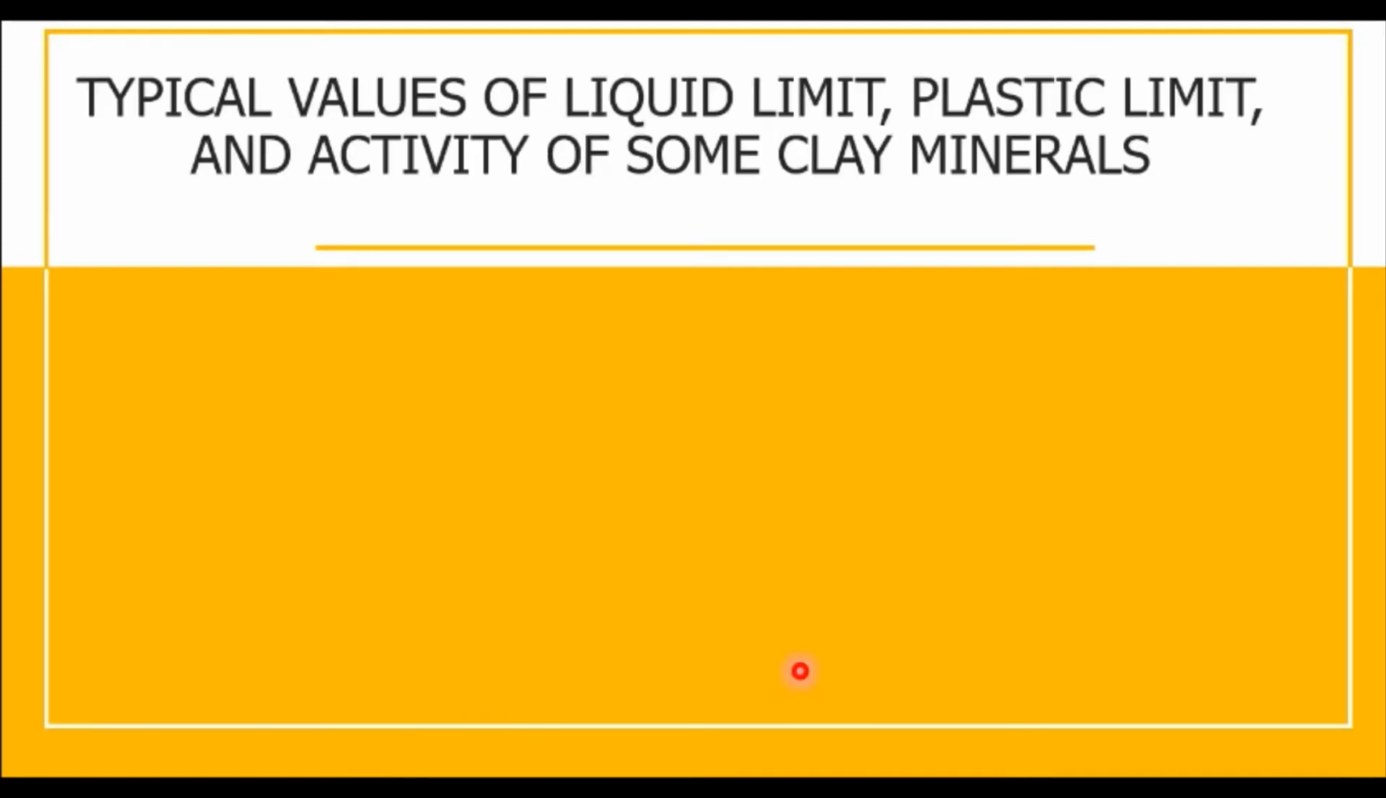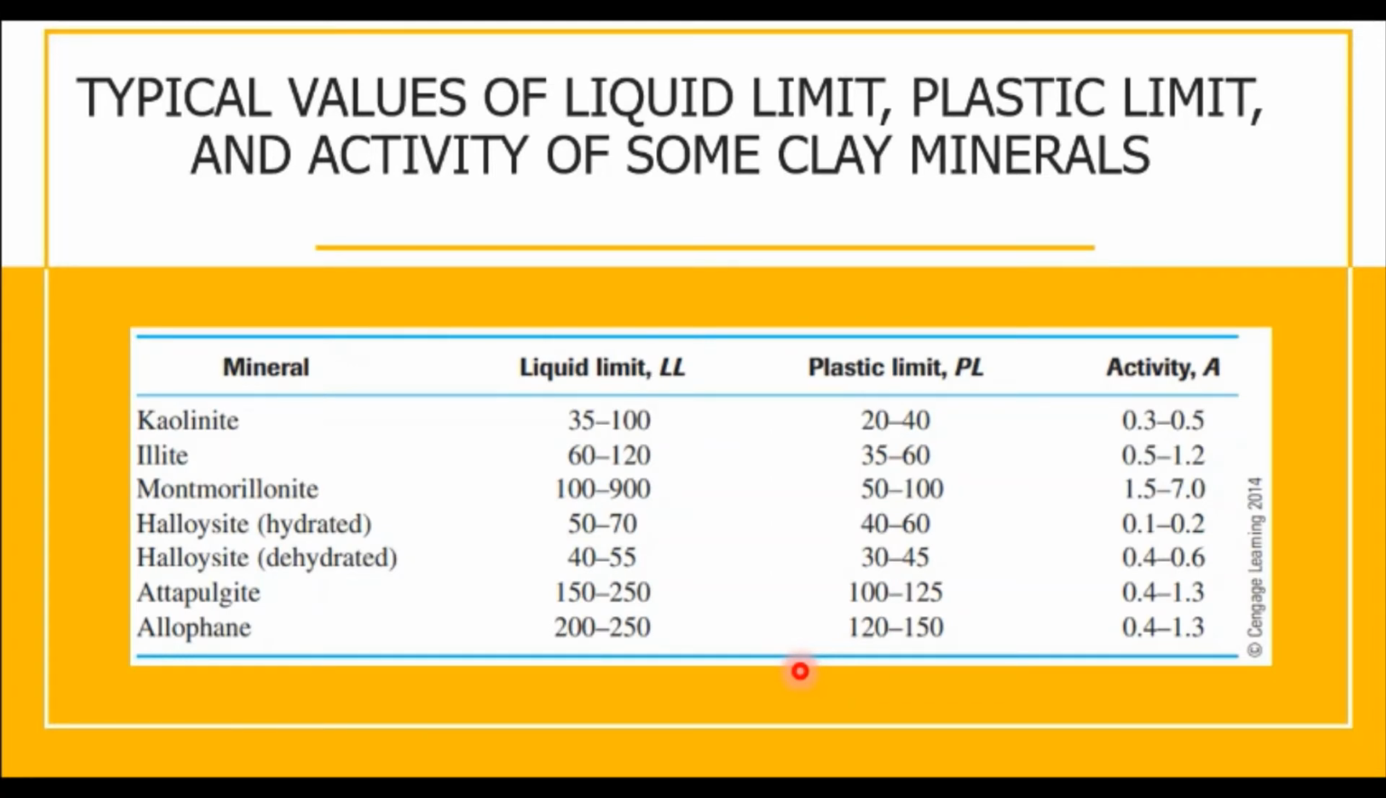So, in this table, you will see the typical values of liquid limit, plastic limit, and activity of some clay materials. So, we have kaolinite, illite, montmorillonite, halloysite, dehydrated and hydrated, attapulgite, and allophane. So, these are types of clays, and these are the possible ranges of their plastic limit, liquid limit, and activity.